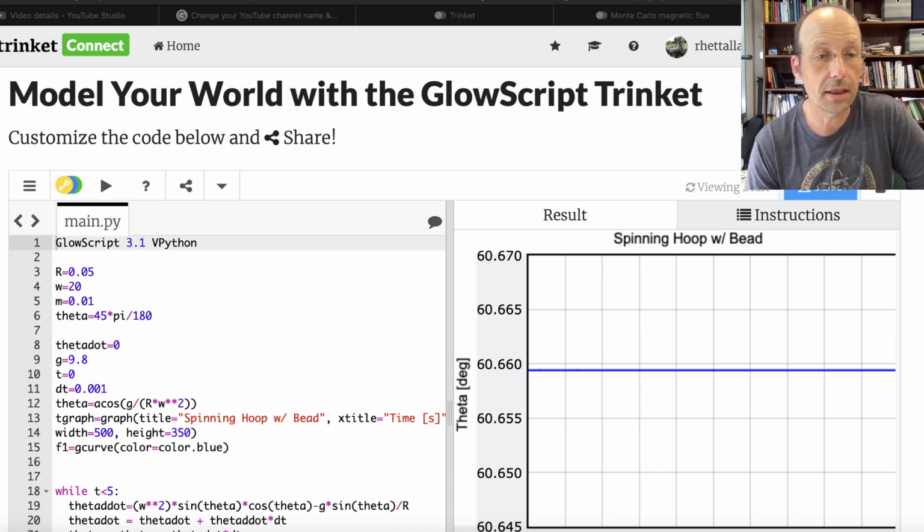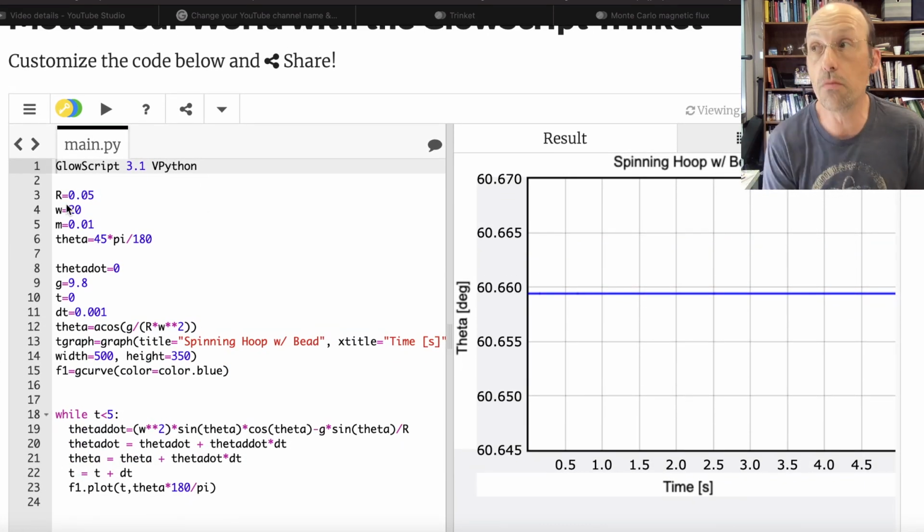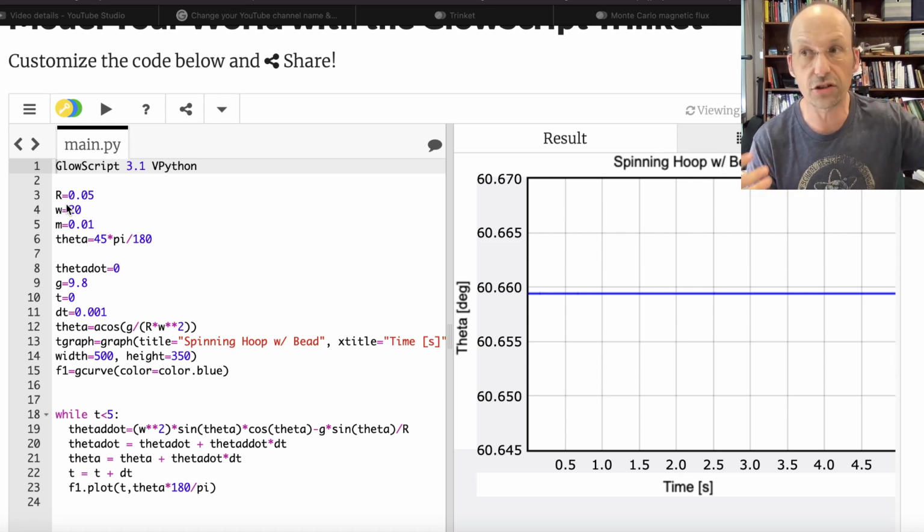Okay, so let me just go through the key things. It is a numerical calculation, and that means I have to use numbers. I can't say, oh, it's just R. I have to pick an actual value for R. So I have a 5 centimeter radius. W is my angular velocity of 20 radians per second. I just pick these numbers. M is the mass of the bead, which never comes in there.